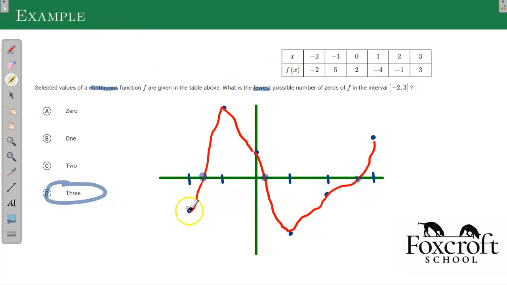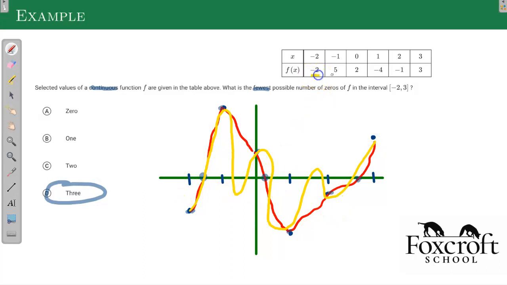Because every single time I switch from a negative value to a positive value, I have to cross the x-axis. So positive to a negative crossed, negative to a positive crossed. That's the fewest number. I could have more, right? I could do something like this. I could have a lot more zeros, but I have to have those three.